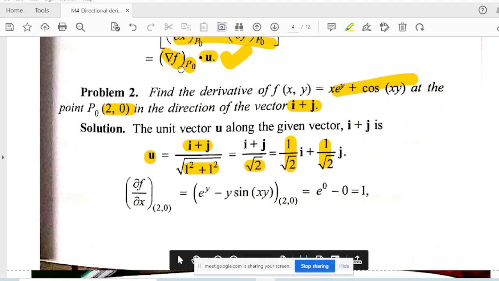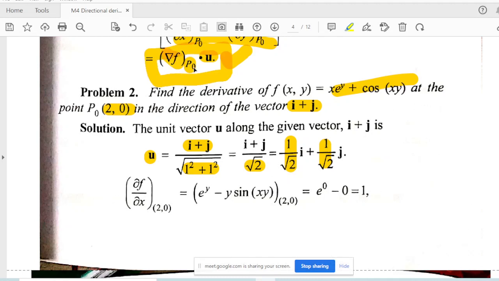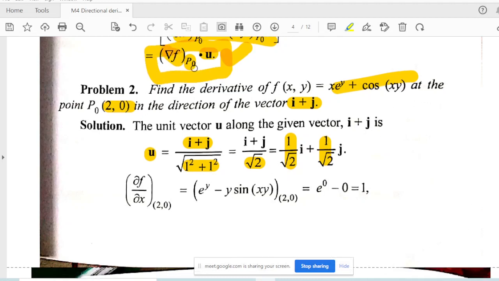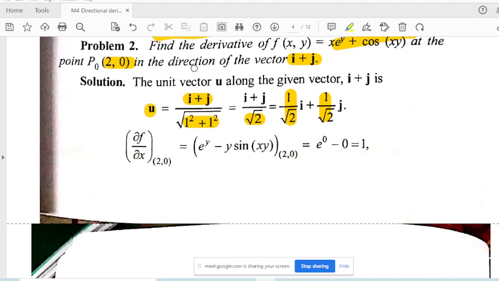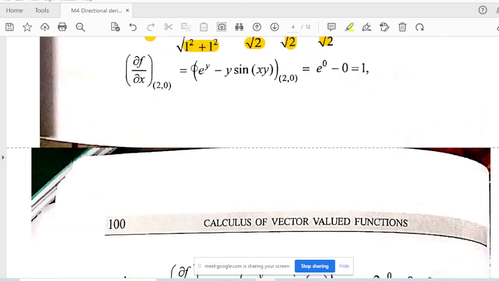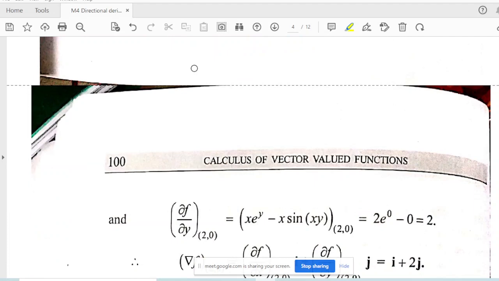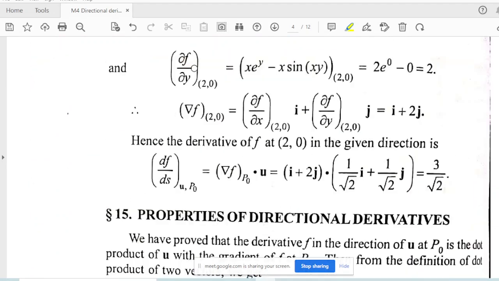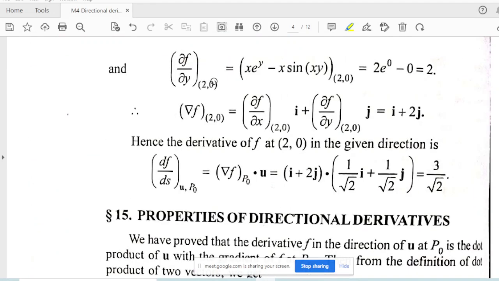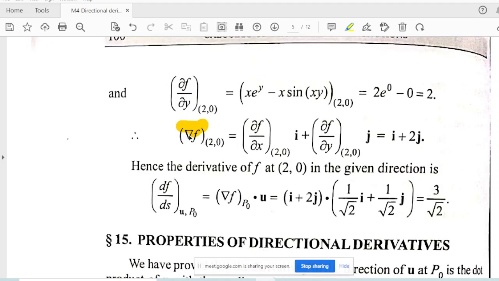And we have to use this formula to do that. For that, we first need grad f. Okay, to find grad f of p naught, we have to first find grad f at the point 2 comma 0.